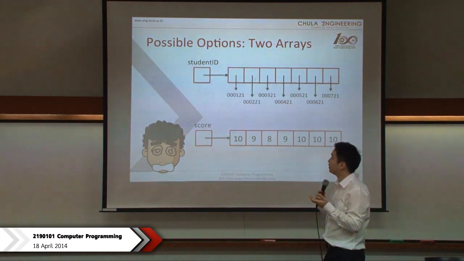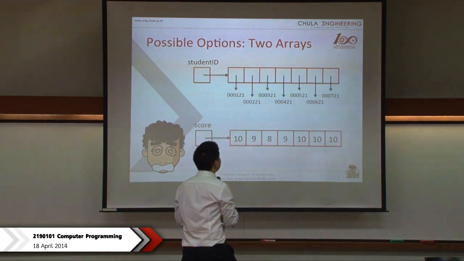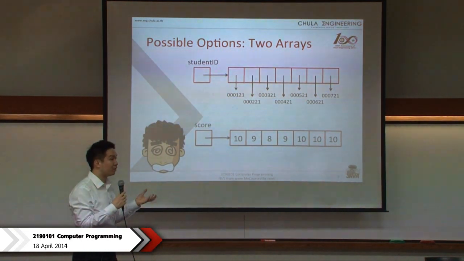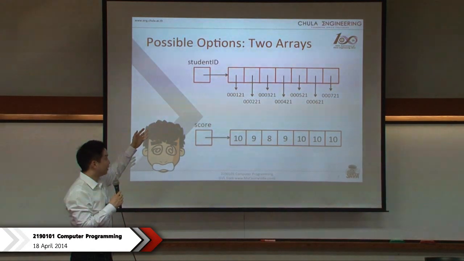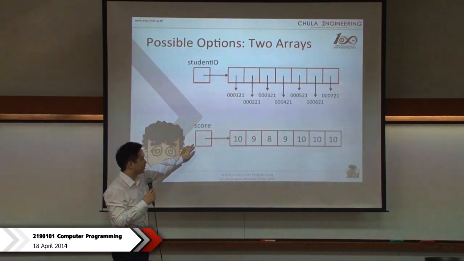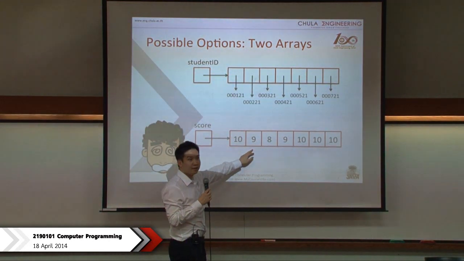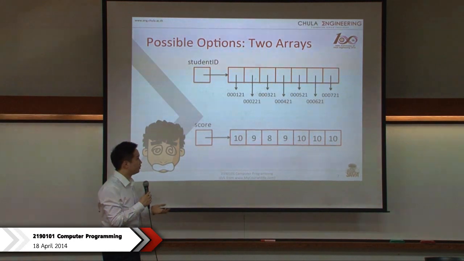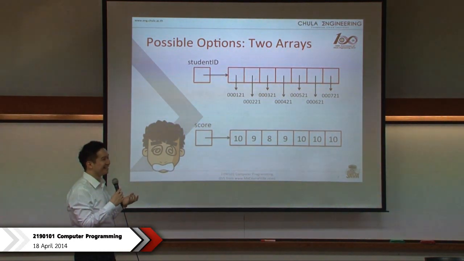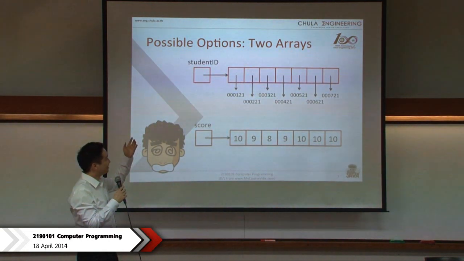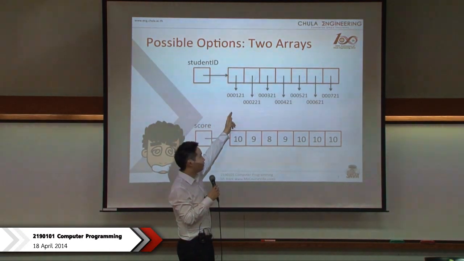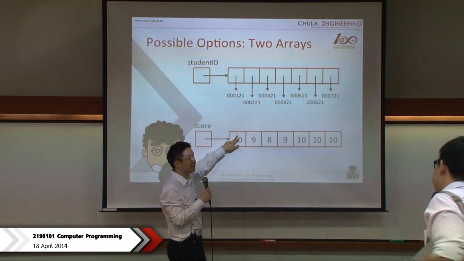Since you have a list of students, one way might be using arrays, right? For example, you can have an array of student IDs as well as another array that stores a list of scores. But the problem that you run into is: how do you relate the student ID from one array to the other array?